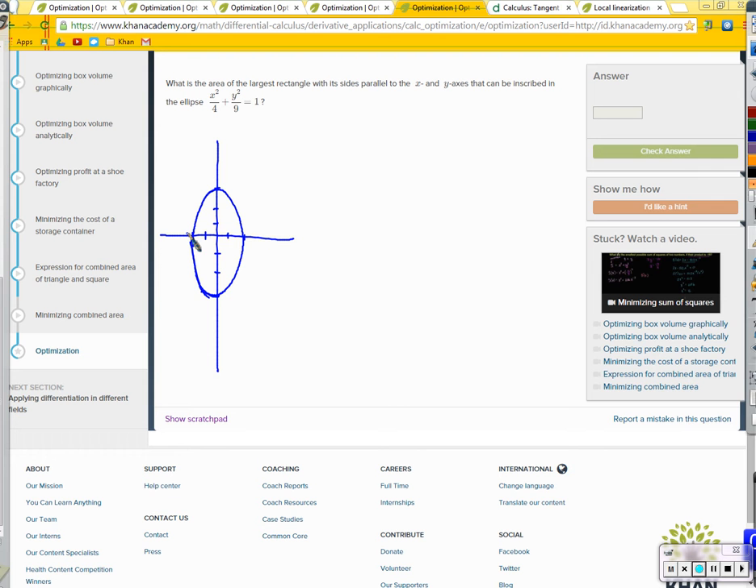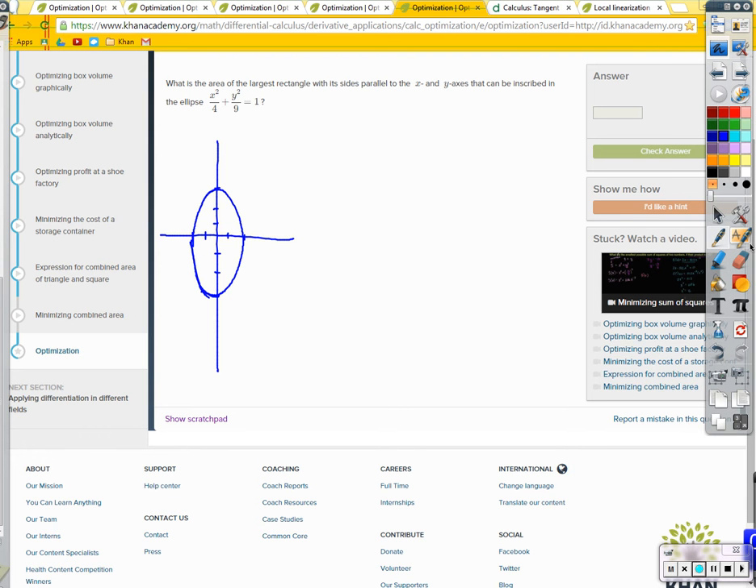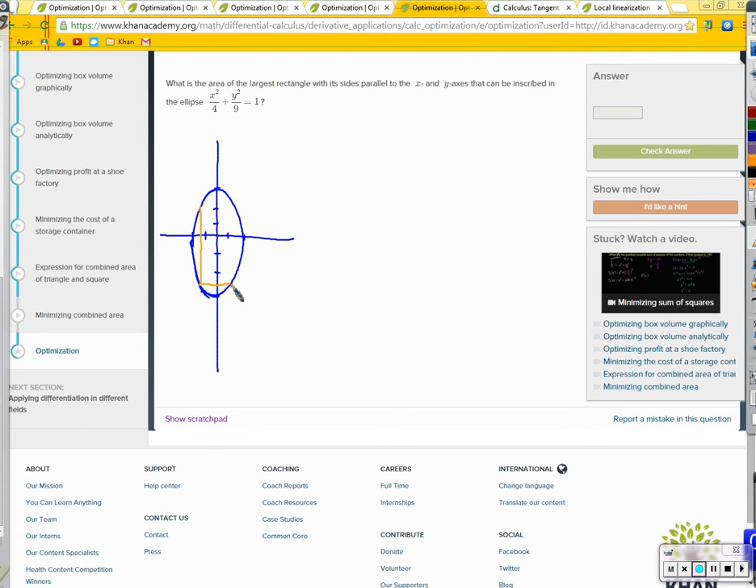Okay, so I'll draw a rectangle in here. The area of the largest rectangle. So we need to write a function, right, to find the largest area. So what kind of function should it be? A function that finds the area. Yeah. Area as a function of, well, probably x.